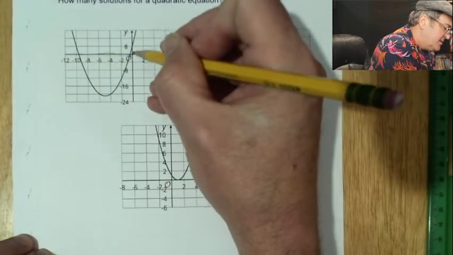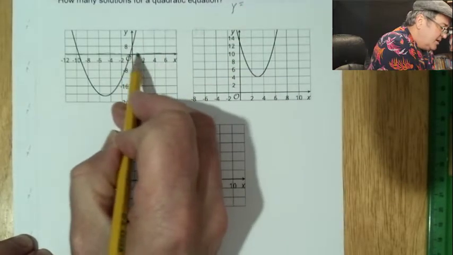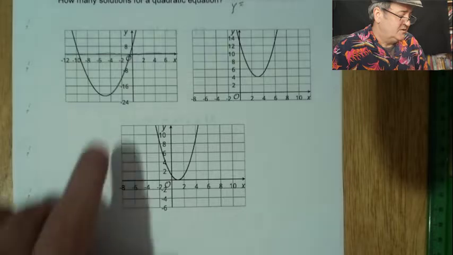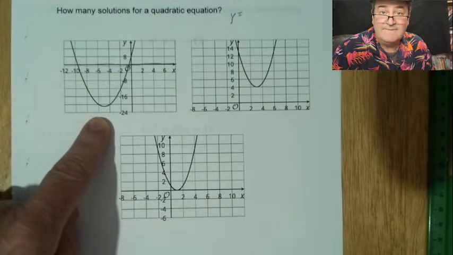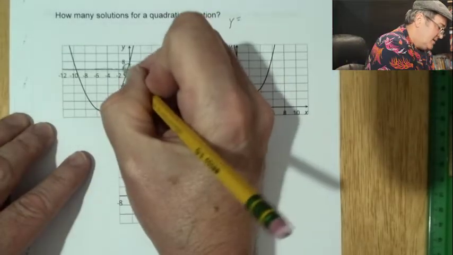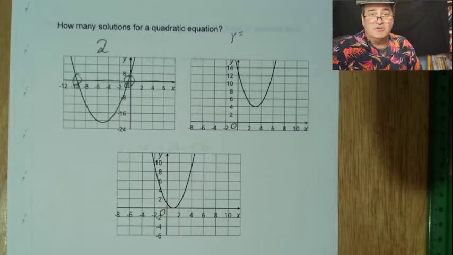Because when it goes up here, now it's positive numbers. Down here, the y is negative numbers. But when it's right here, it equals 0. So how many times does this equation equal 0? Twice, right here and right here. So this has two solutions.